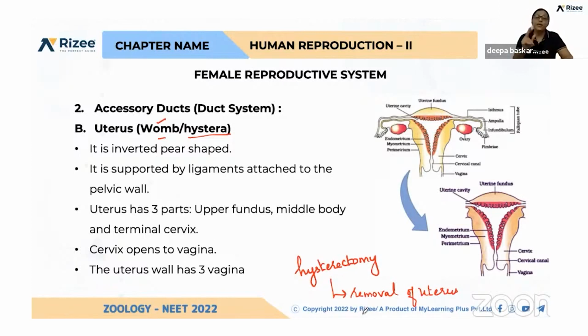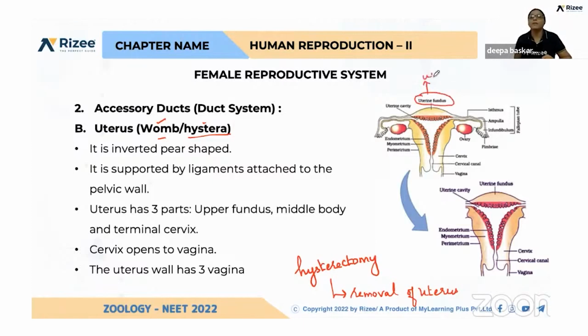Oophorectomy is removal of ovaries and hysterectomy is removal of the uterus, because hysteria is the medical term for the uterus. Here it has three different parts. And what is the shape of the uterus? It is an inverted pear shape actually. The upper part will be broader, the lower part narrower. The upper part is called the uterine fundus.